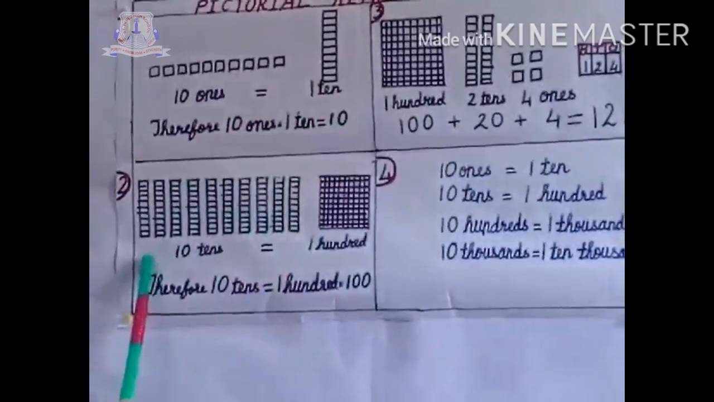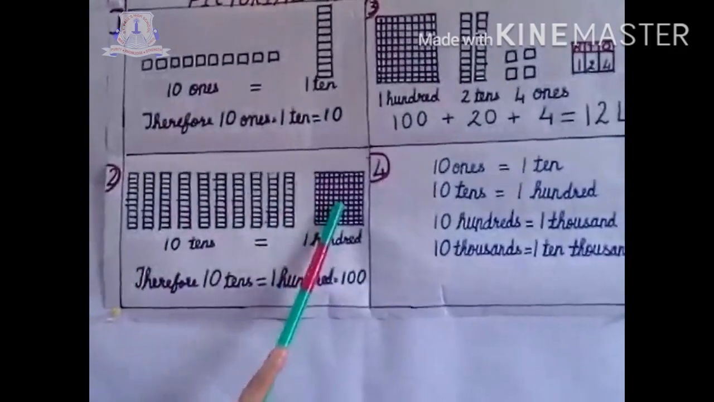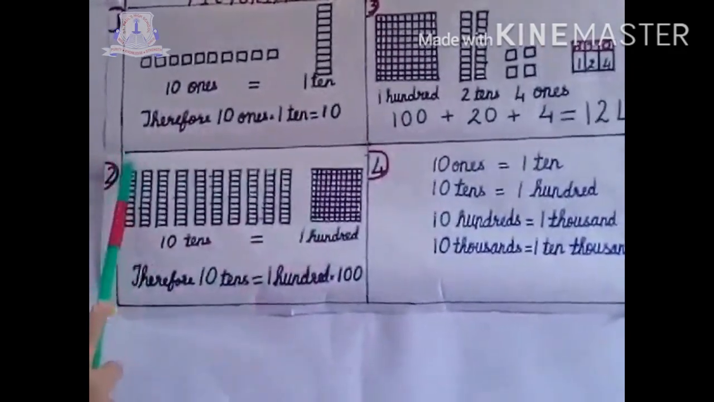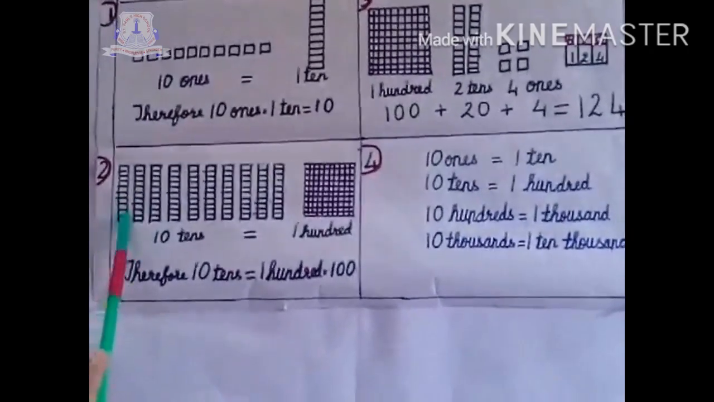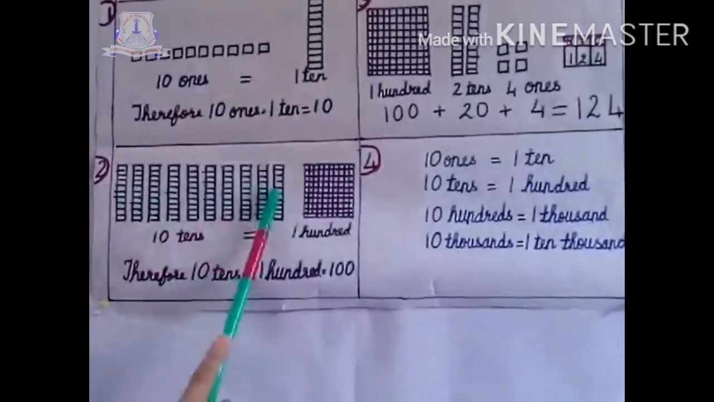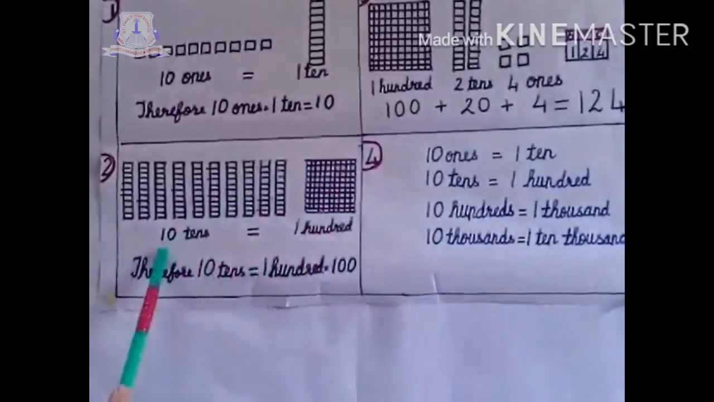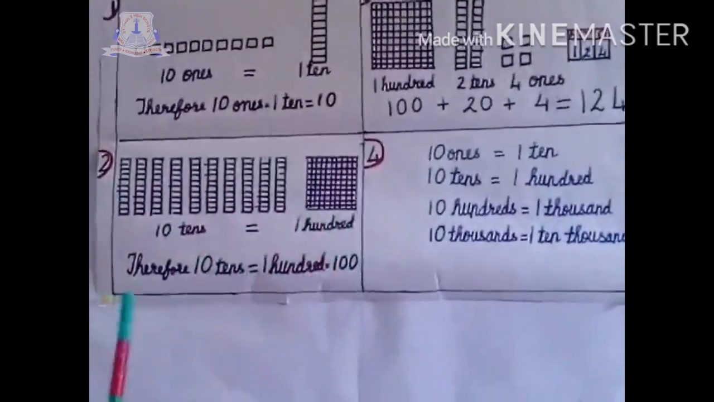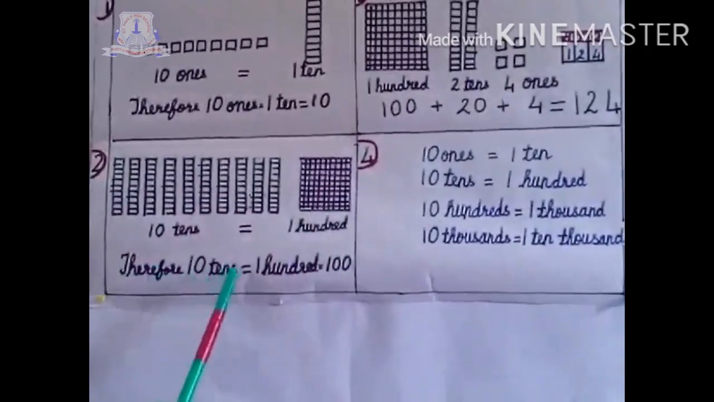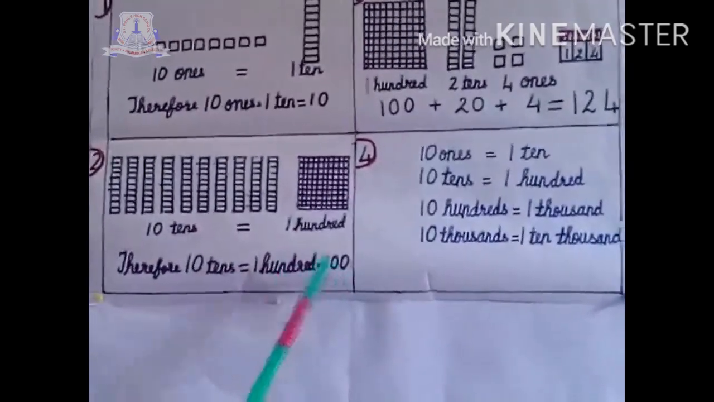See the second picture now. There are 10 rods and 1 flat. I just told you, children, this one rod has 10 cubes. So there are 10 rods. 10 rods make 1 flat. So 10 tens is equal to 100. Therefore 10 tens is equal to 1 hundred, that is equal to 100.